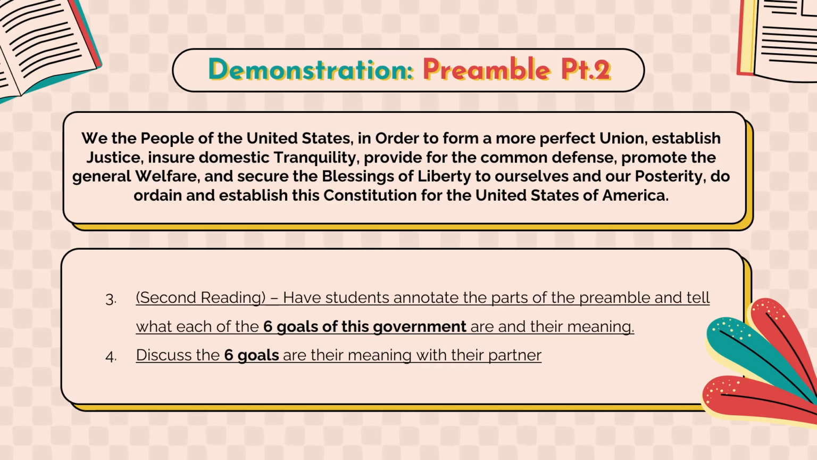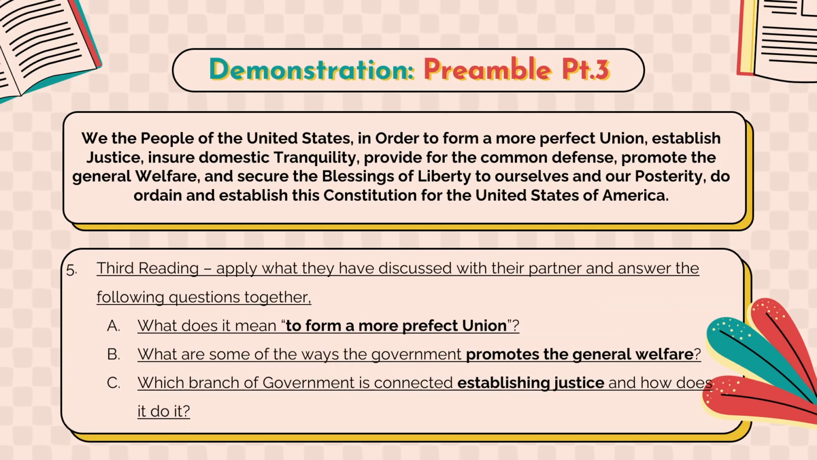With the second reading, I would have the students annotate different parts of the preamble, highlighting and circling each of the six different goals of government that are found within the preamble, and then come up with a meaning behind each of the six goals. And then I would have the students discuss what they have come up with for the six goals and the meaning with their partner. And number three, the third reading, I would have them apply what they've discussed and then try to answer a variety of questions from the text itself.